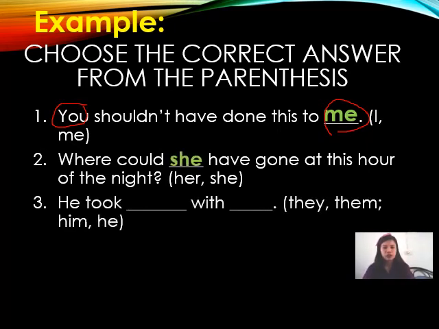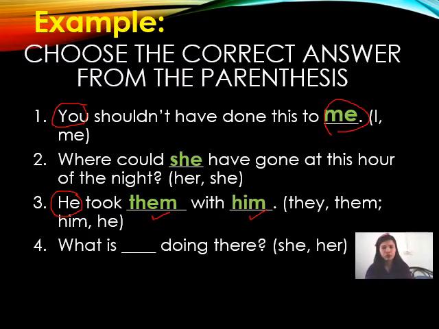Number three, he took blank with blank. They, them, him, he. Okay, what is the answer? This one is already the subject. And we're looking for what? An object pronoun. Again, object pronoun, they or them. Of course, them. With him or he. Okay, him.